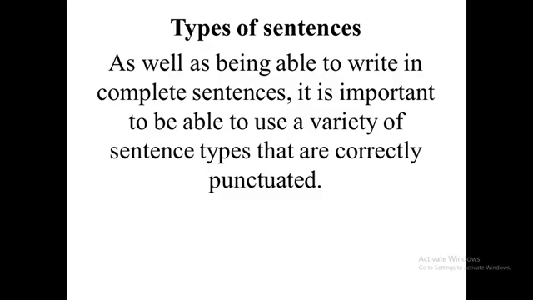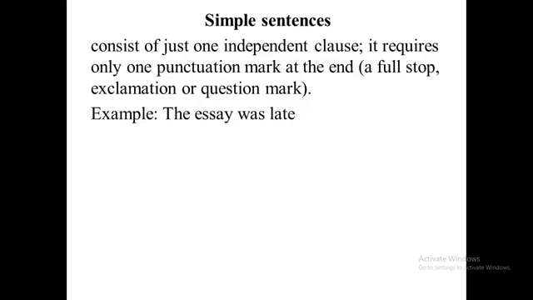There are two types of clauses, independent clause and dependent clause. An independent clause can stand alone as a complete sentence. A dependent clause needs an independent clause to complete its meaning. Different types of sentences are made up of different combinations of these types of clauses. So now we have to look at the types of sentences.